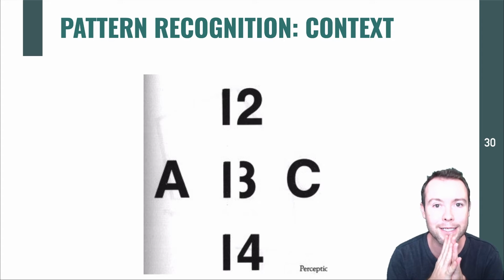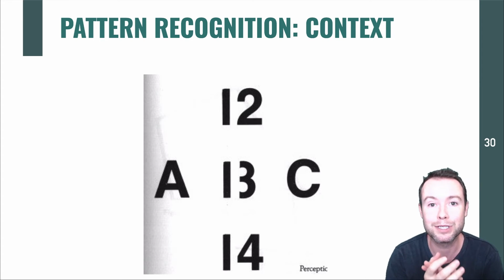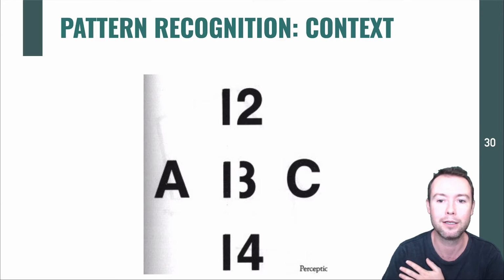So in some ways, what you end up doing here is taking that exact same visual stimuli, that exact same pattern that is in the middle, and interpreting it in two different ways depending on the context that's surrounding it.